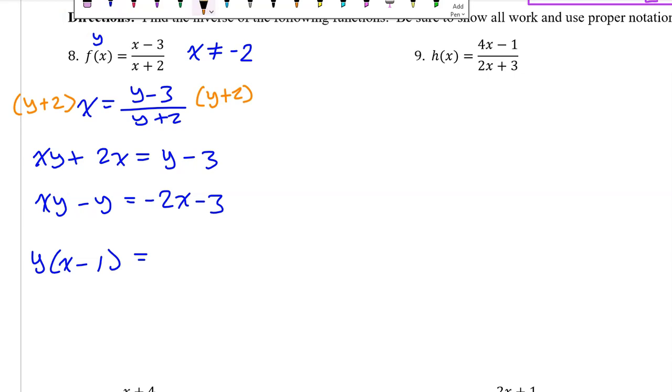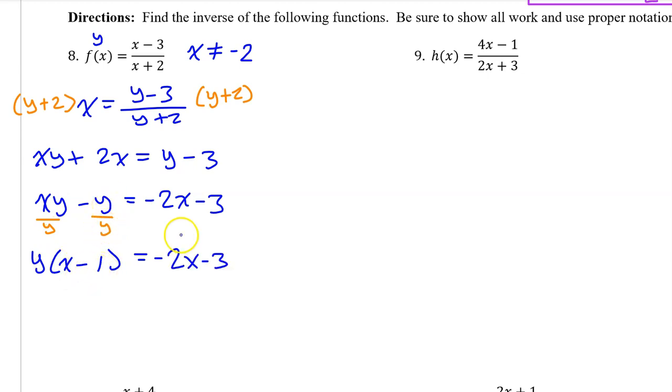If you have trouble understanding where the x minus 1 is coming from, all we are really doing is dividing each term by the common factor we just pulled out. If we divide x minus y by y, the y's cancel out and we get x. If we divide y by y, well, that's 1. And we just bring down the negative 2x minus 3 on the right-hand side.